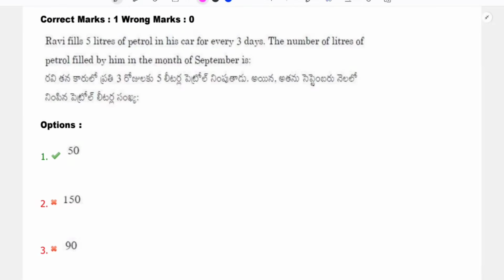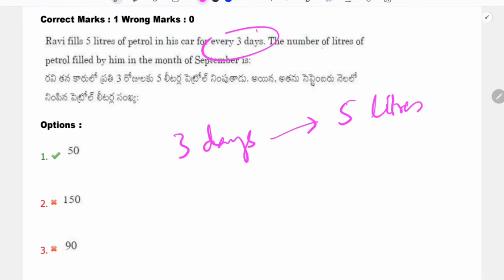The next question. Ravi fills 5 liters of petrol in his car every 3 days. So in 3 days, how much petrol is he using? 5 liters every 3 days. Then the number of liters of petrol filled in the month of September. September, how many days? You should know. There are different ways to know how many days are in a month, using fingers also. We can know easily. September has 30 days.